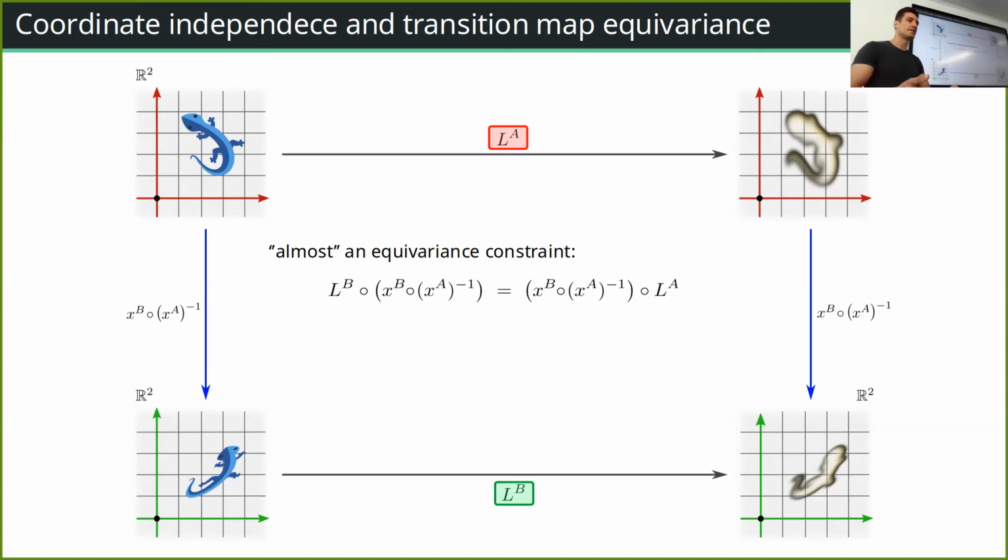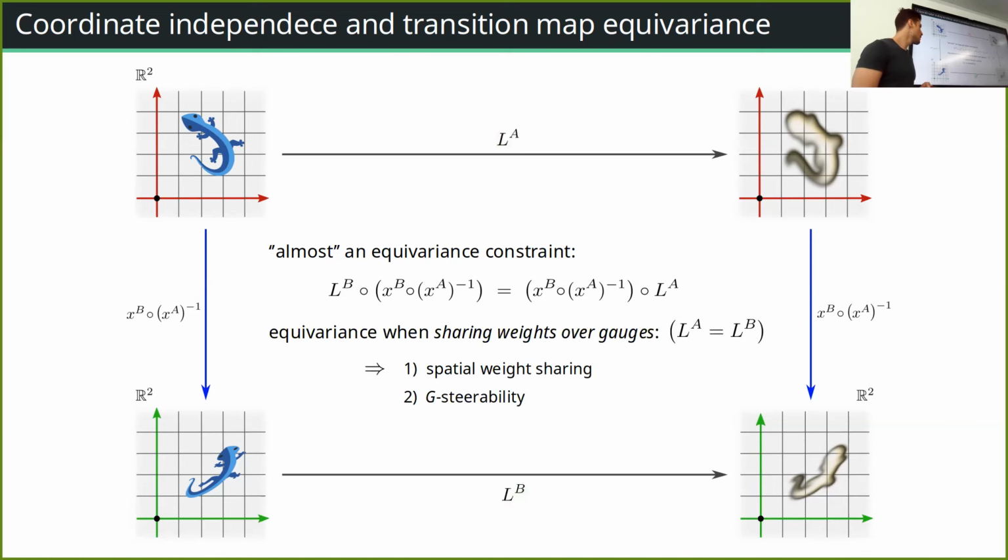So for instance, you have a satellite image or biomedical image and you don't know in which rotation it was recorded. And then you have to make sure that whatever you're doing is independent of this choice, which kind of means that the operation has to be the same in both charts, or LA has to be equal to LB. And if we set LA and LB equal, this actually becomes an equivariance constraint. So then the coordinate independence, if we also have weight sharing over different charts or gauges, becomes an equivariance constraint. And for this example here, we would actually again get spatial weight sharing and G-steerability.